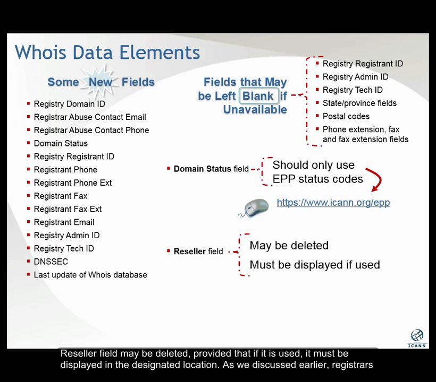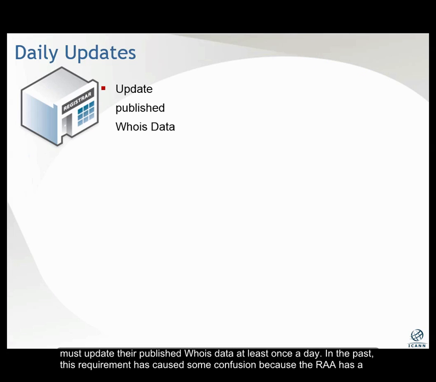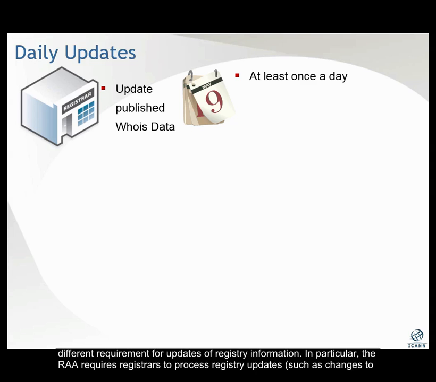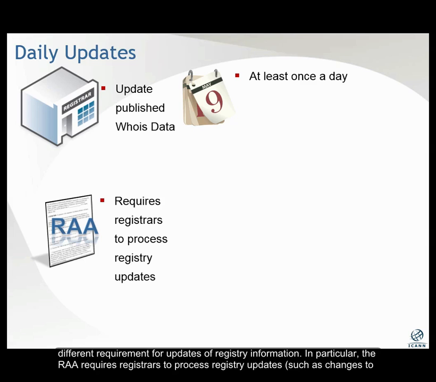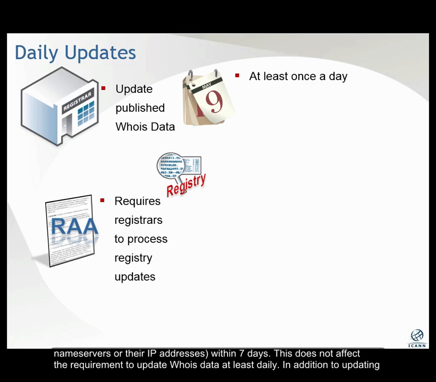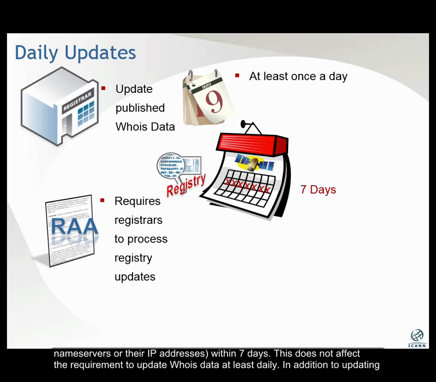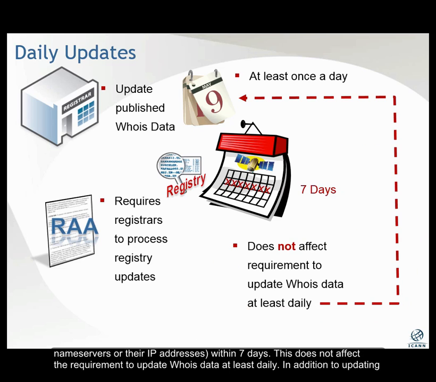As we discussed earlier, registrars must update their published Whois data at least once a day. In the past, this requirement has caused some confusion because the RAA has a different requirement for updates of registry information. In particular, the RAA requires registrars to process registry updates, such as changes to name servers or their IP addresses, within 7 days. This does not affect the requirement to update Whois data at least daily.